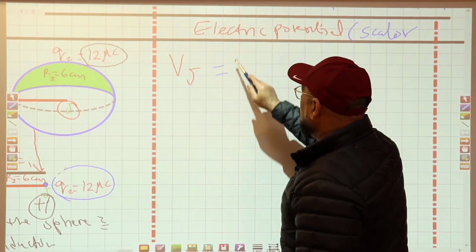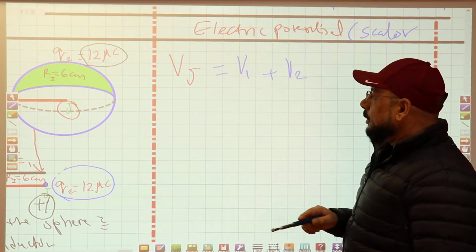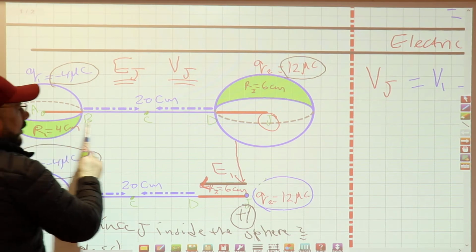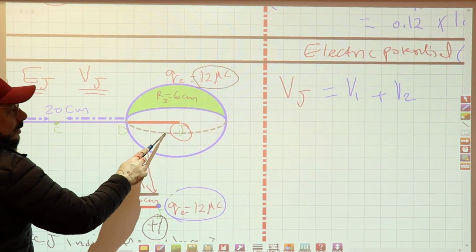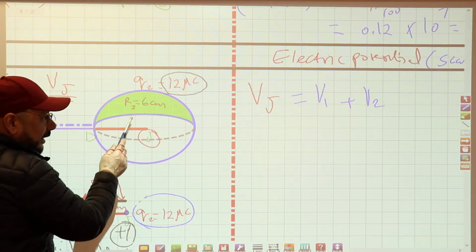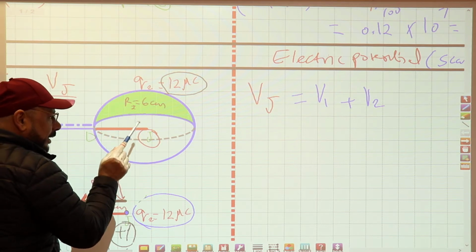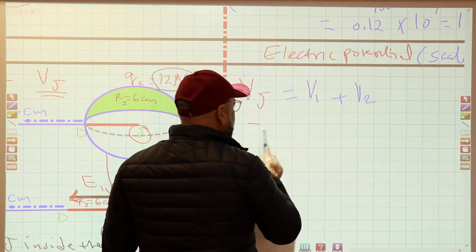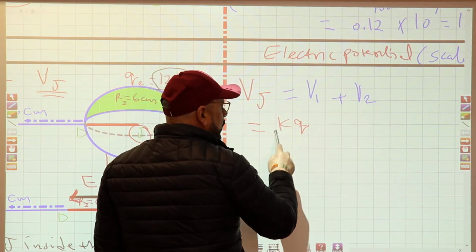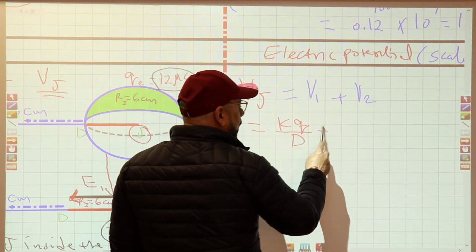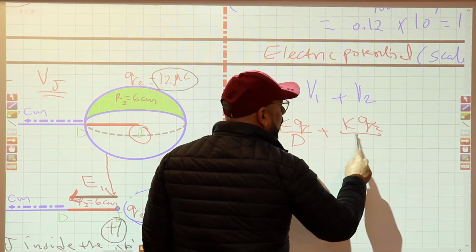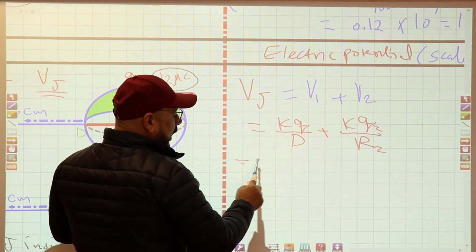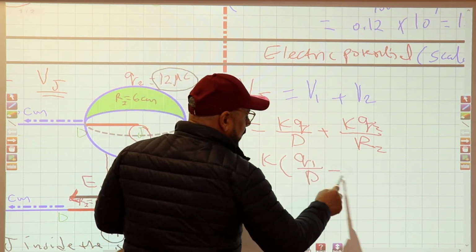Voltage at J equals voltage from sphere 1 plus voltage from sphere 2. For sphere 1, we're going to take the whole distance, 30 centimeters. But for sphere 2, if you remember, the voltage at any point inside the sphere is the same as the voltage on the surface. So V1 equals K Q1 over D, and V2 equals K Q2 over R2, because J is inside sphere 2. We can take K out: Q1 over D plus Q2 over R2.